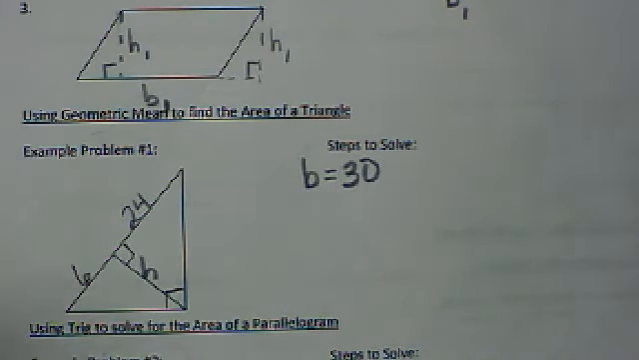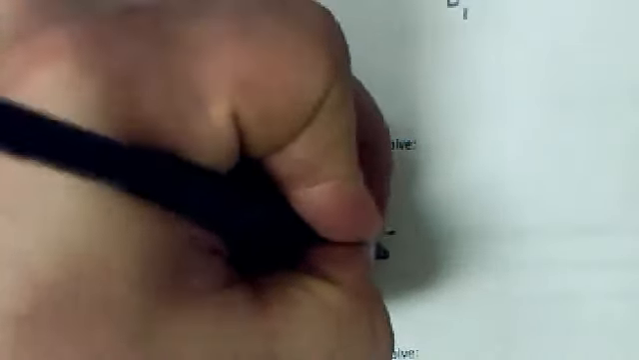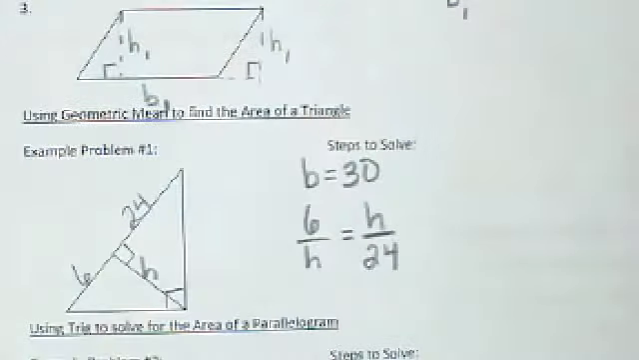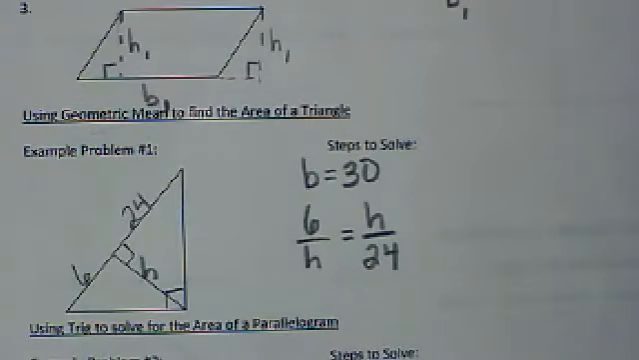Geometric mean is a type of proportion. And to set up geometric mean, I'm going to utilize both of these numbers as different parts of my proportion, and h is going to be used twice. We're finding the length of that altitude. So the setup is going to be 6 over h is equal to h over 24. So that's solving for the geometric mean, which is the altitude of my right triangle.